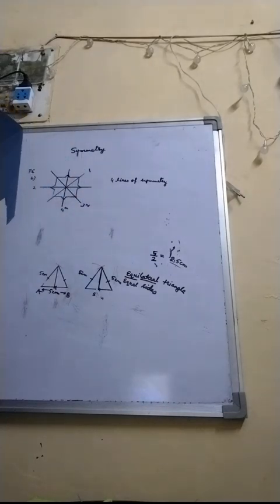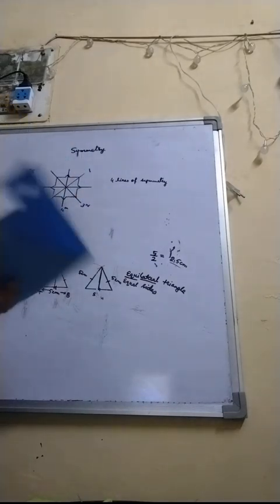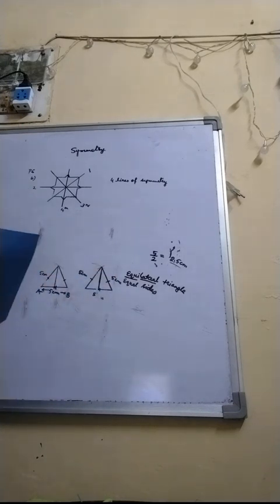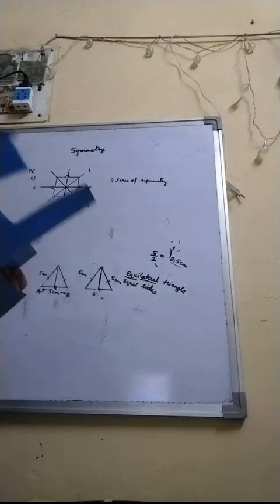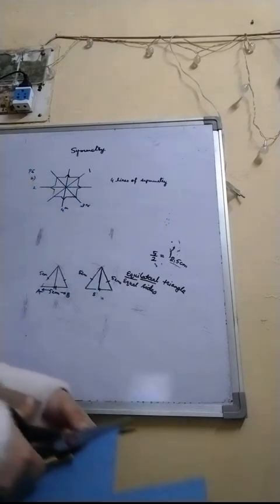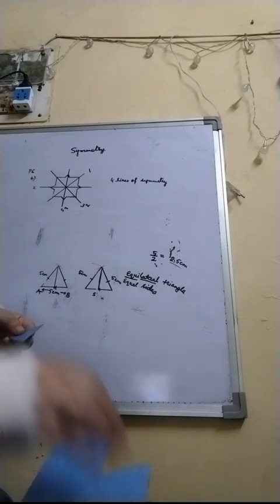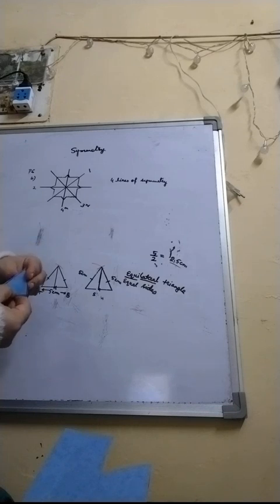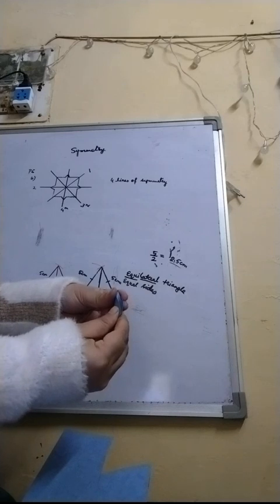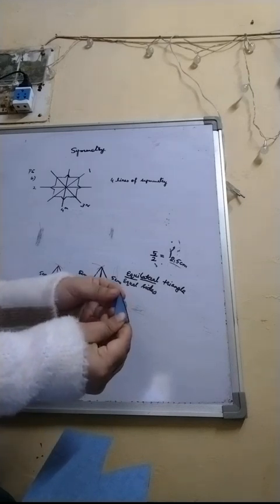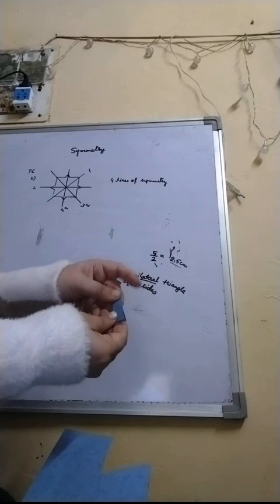So first line of symmetry you have got. Now we have to find the other lines of symmetry. So it is like this. When you fold the midpoint of this side along the corner, you would get the first line of symmetry.